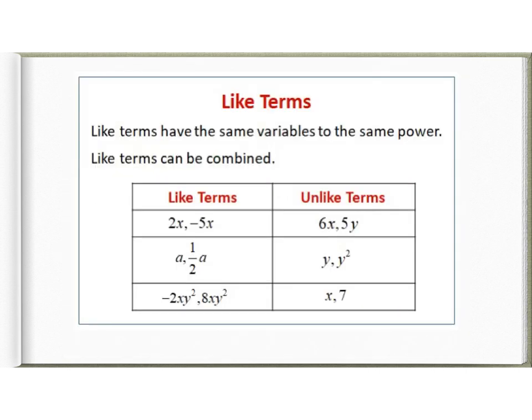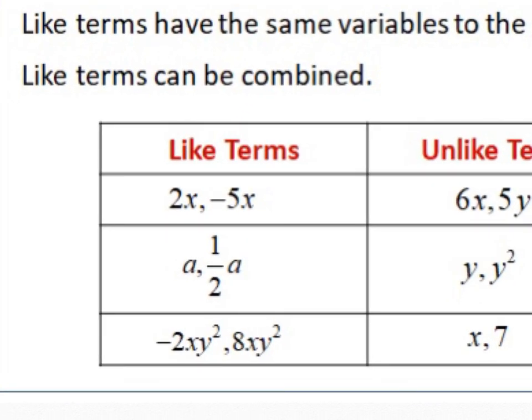So like terms have the same variable to the same power. Like terms can be combined, unlike terms cannot be combined. So in order to combine two terms, they have to be like terms. So here we see that we have a 2x and a -5x. We could combine these together because they both have that x.